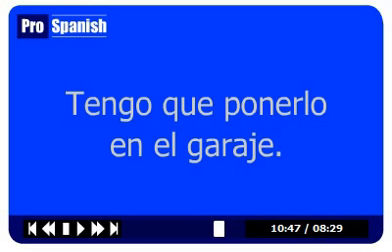So I have to put it in the garage. What would that be? Tengo que ponerlo en el garaje. So I have to, tengo que, to put it, ponerlo en el garaje, in the garage.